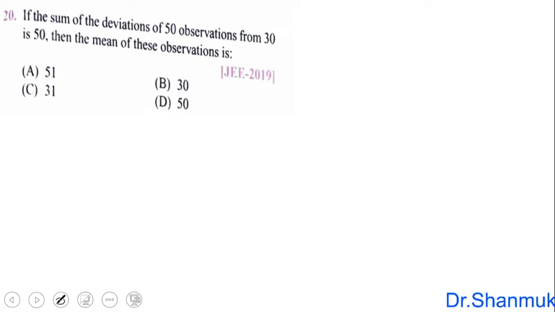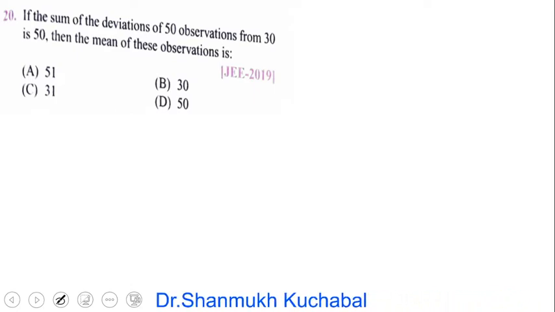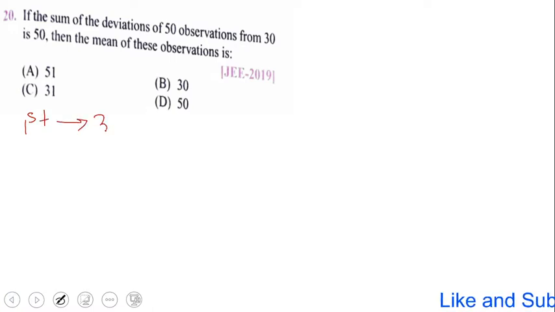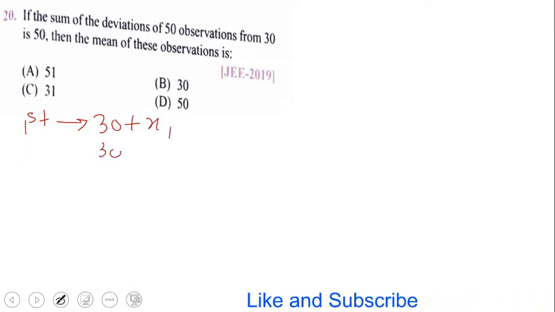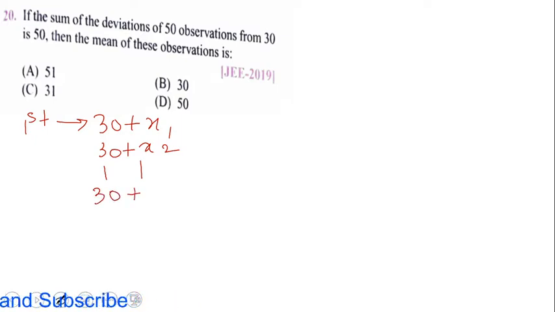Example number 20 is: if the sum of the observations of 50 observations from 30 is 50, then we have to calculate the mean of these observations. Our first number we will take as 30 plus x1, our second number will be 30 plus x2, like that. Our 50th number we can write as 30 plus x50.